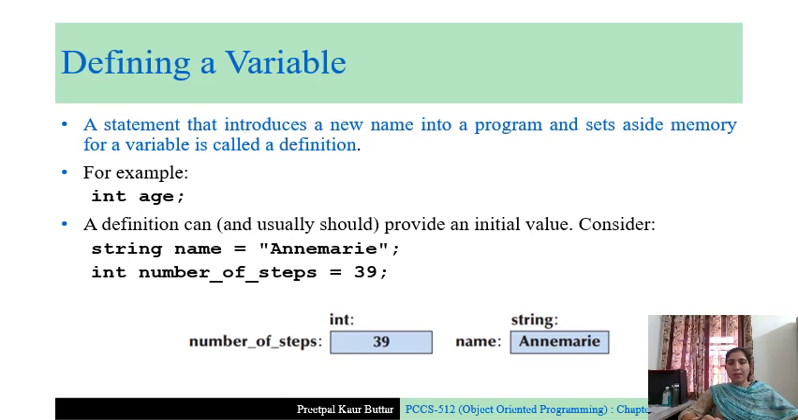Int number of steps equal to 39. Int is the data type, the name of the variable is number of steps and 39 is the value. By executing this statement, the compiler will reserve a location in the memory which will store the integer data type, which can be accessed using the name number of steps, and which stores the value 39.